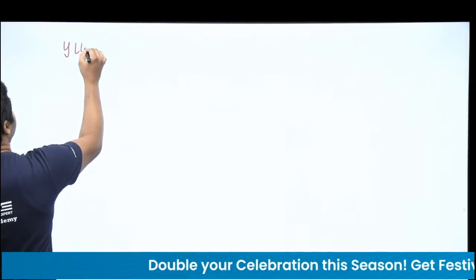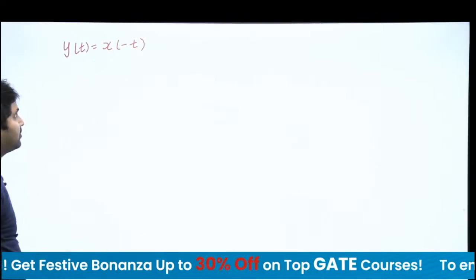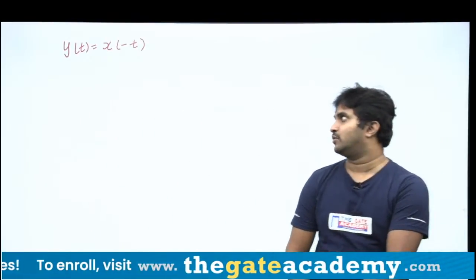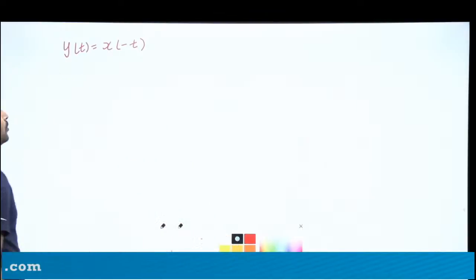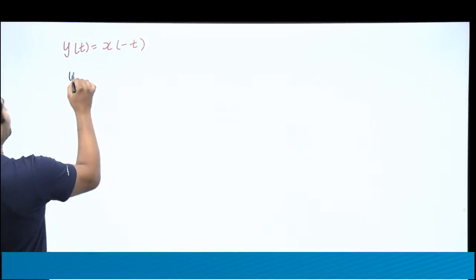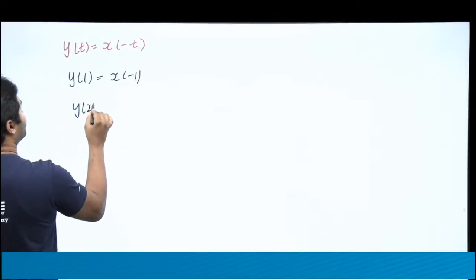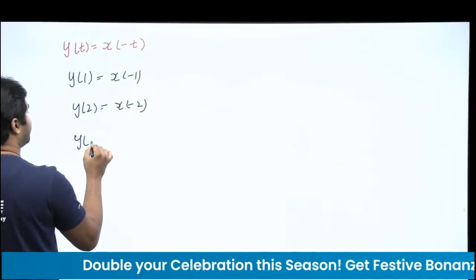y(t) = x(-t). Can you please tell me what this operation is? If t = 1, y(1) = x(-1). If t = 2, y(2) = x(-2). If t = 3, y(3) = x(-3).